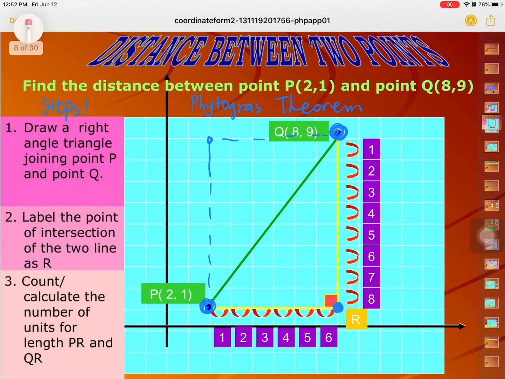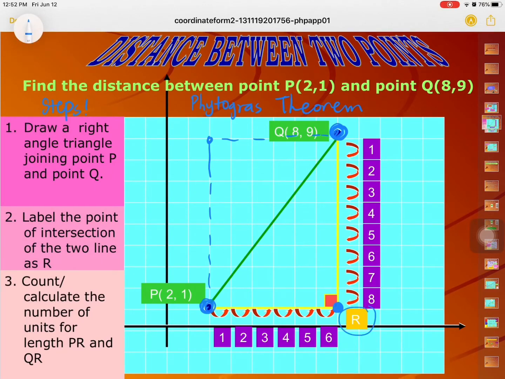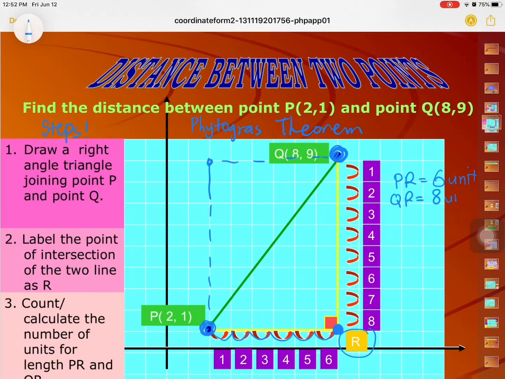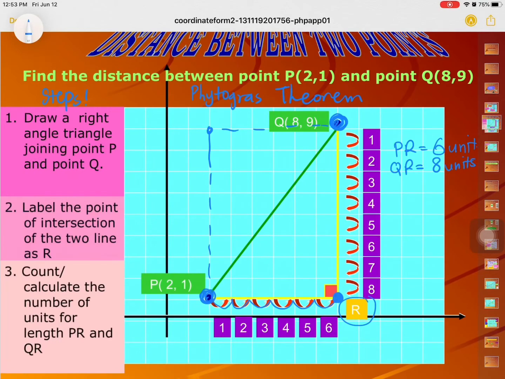Now we have our R here, and we have our P and Q here. Now what you need to do, other than using the Pythagoras theorem, is calculate one by one. So for PR, we have 1, 2, 3, 4, 5, 6 units. And for QR, we have 8 units.